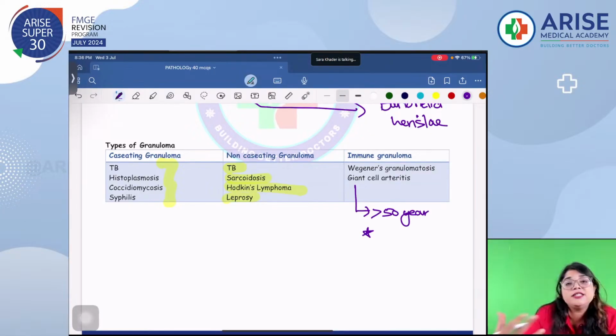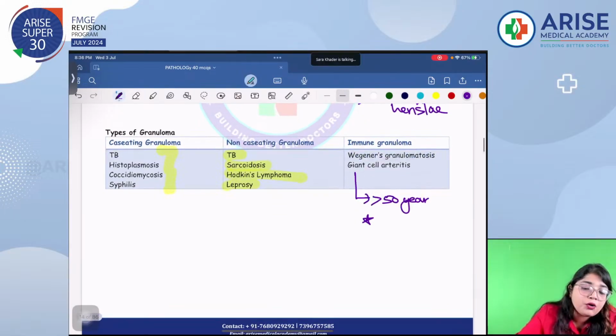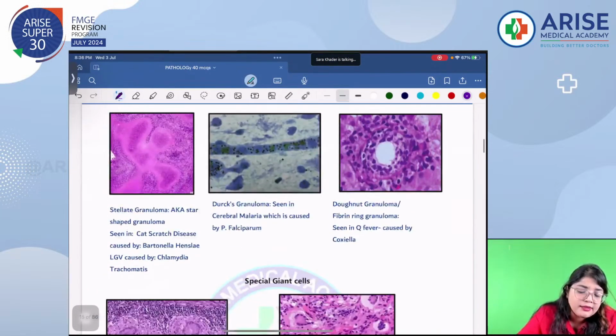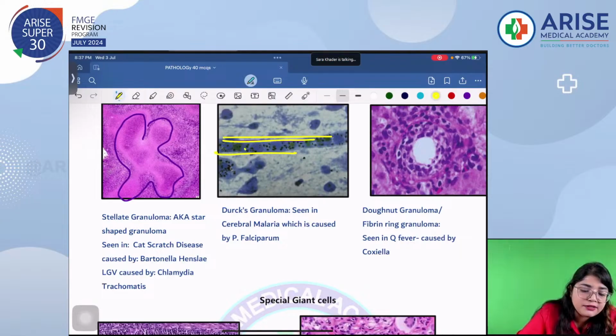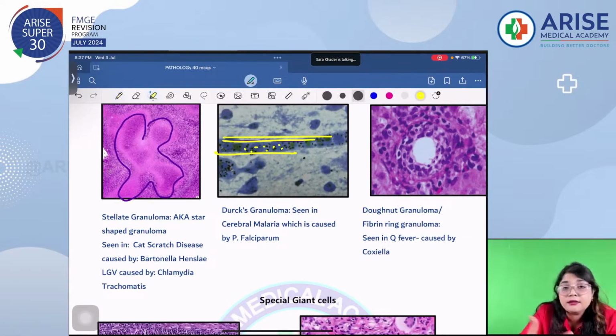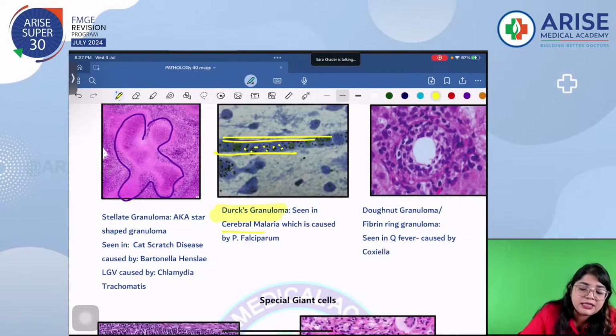The other arteritis that affects your large vessels is Takayasu. I hope you're able to recall that. This is the stellate granuloma I was talking about. What about this? This is a kind of parallel lines that you see with the presence of schizonts in the middle. This is cerebral. This is a granuloma known as Dürck's granuloma, seen in cerebral malaria, caused by Plasmodium falciparum.